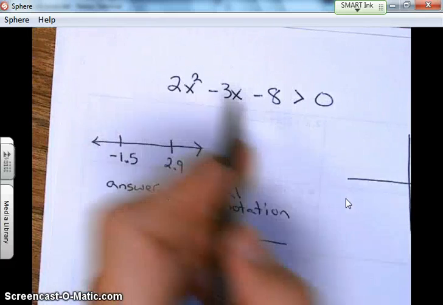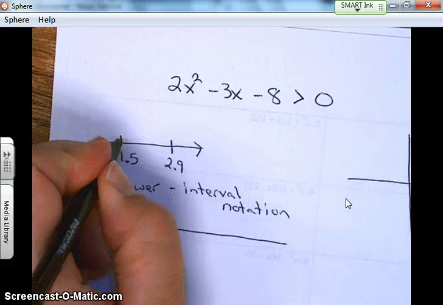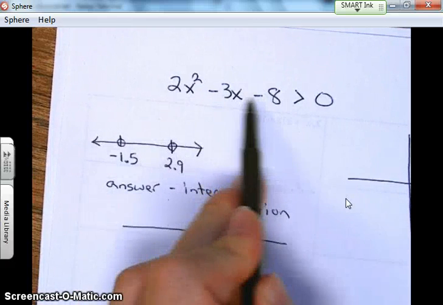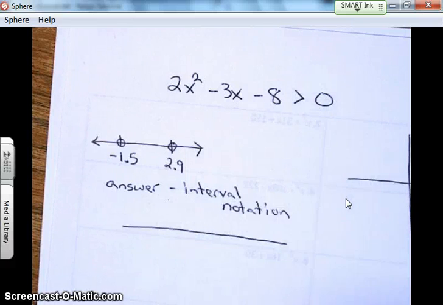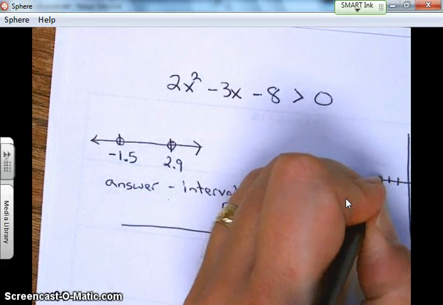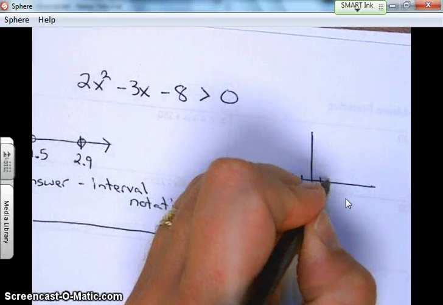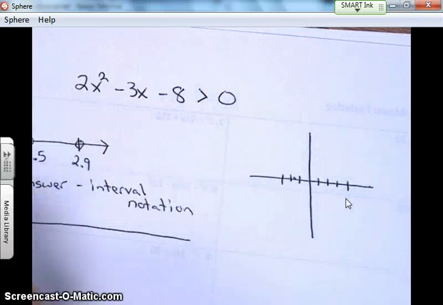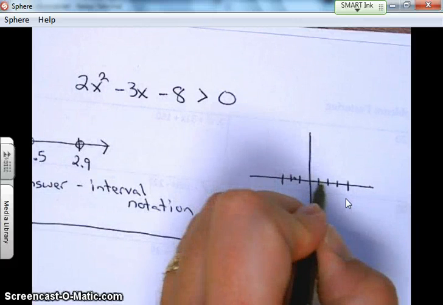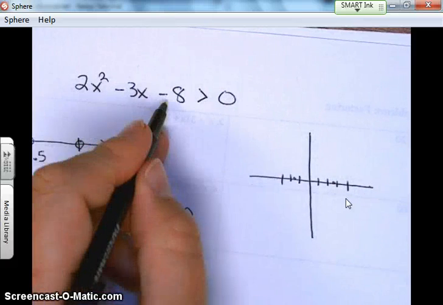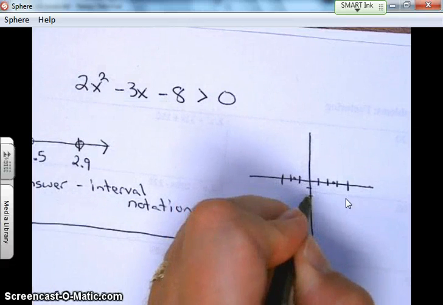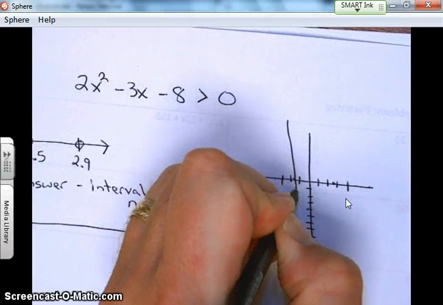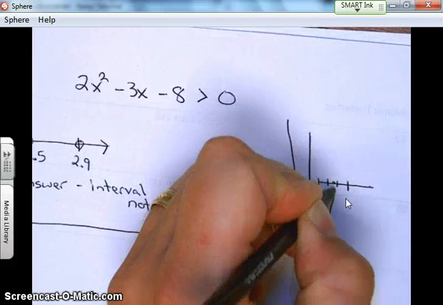Okay, so there's no equal sign here, so we're going to be using open dots. And it says here that we're looking for where the function is greater than 0. So I'm going to go ahead and sketch a graph over here. It's going to go through here at negative 1.5, and 2.9 is about right here. And our y-intercept is negative 8. So it's going to look a little something like that.